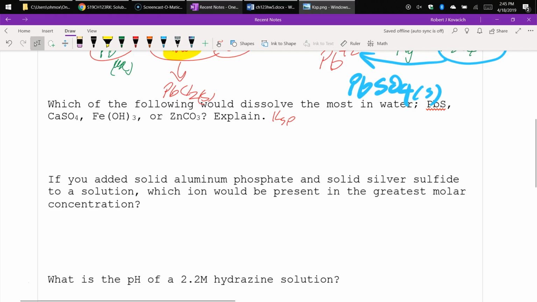Okay, so then our order is, who would dissolve most in water? That dissolves most. So you're number 1, you're number 2, you're number 3, and you're number 4. And again, your explanation is the calcium sulfate has the largest KSP. Even though it's a times 10 to the negative 5th, it's still 33 orders of magnitude larger than the iron 3 hydroxide.